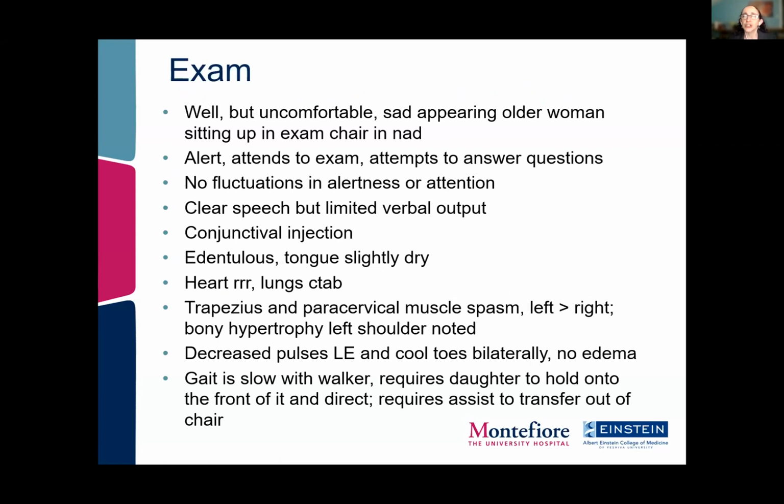Her conjunctiva were injected, meaning her eyes were sort of red and dry. She had no teeth, and her tongue was slightly dry. Her heart had a regular rate and rhythm. Her lungs were clear. And we noted also that she had some muscle spasm in her trapezius muscle and her paracervical muscles in her neck, left side greater than the right side, with some bony hypertrophy of her left shoulder. She had decreased pulses in her legs and cool toes on both sides without any swelling in her legs. And her gait was slow with her walker, and she actually needed her daughter to hold on to the front of the walker and direct it. And she also required assistance to get out of the chair.